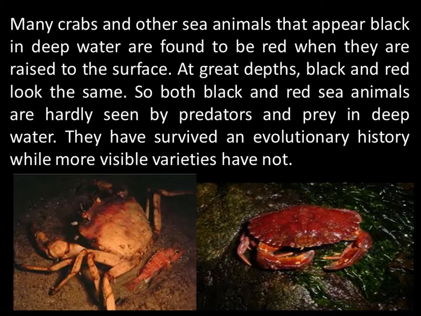Many crabs and other sea animals that appear black in deep water are found to be red when they are raised to the surface from great depths. Black and red look the same. So both black and red sea animals are hardly seen by predators and prey in deep water. They have survived an evolutionary history while more visible varieties have not.